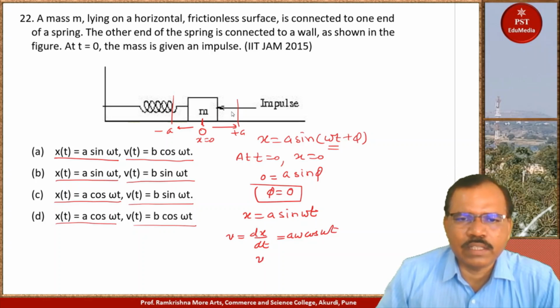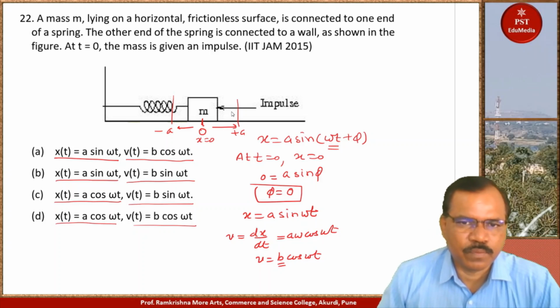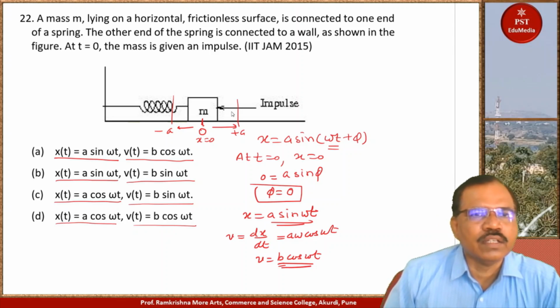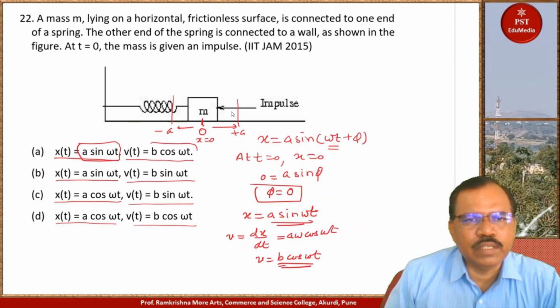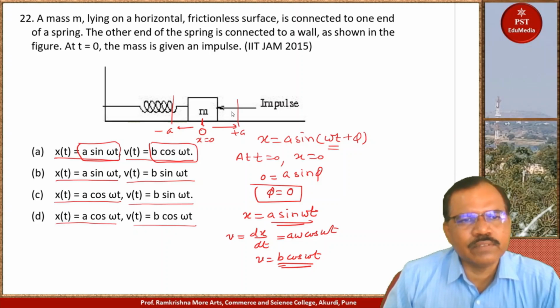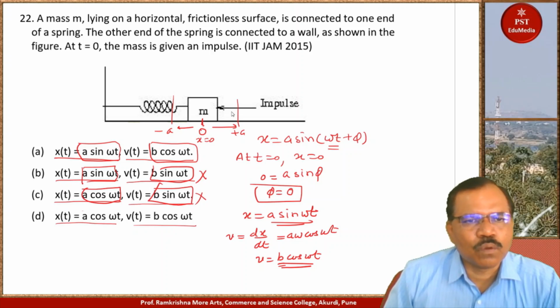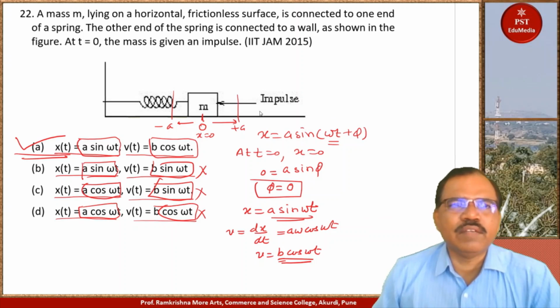So you can write velocity is equal to some constant b into cos omega t. So b is velocity amplitude. So x is equal to a sin omega t, v is equal to b cos omega t. This is the first one. Now next one, a sin omega t, b sin omega t, no. Cos omega t, sin omega t, no. Cos omega t, no. So this first one is correct. It is obtained from our equation of motion.